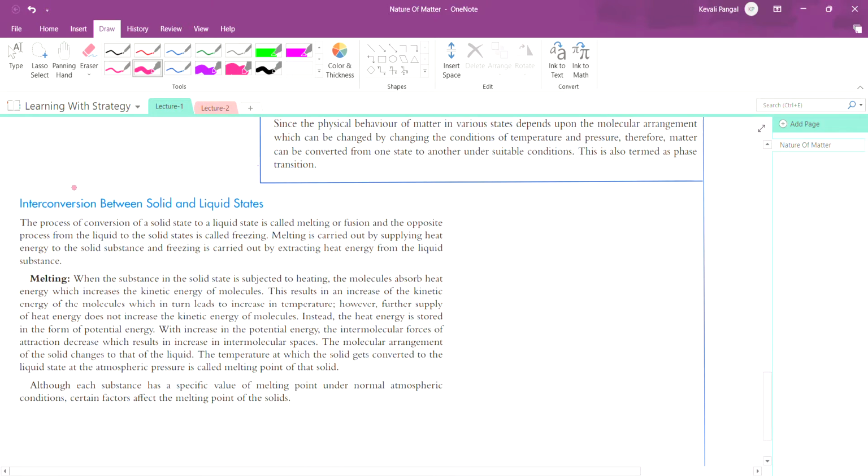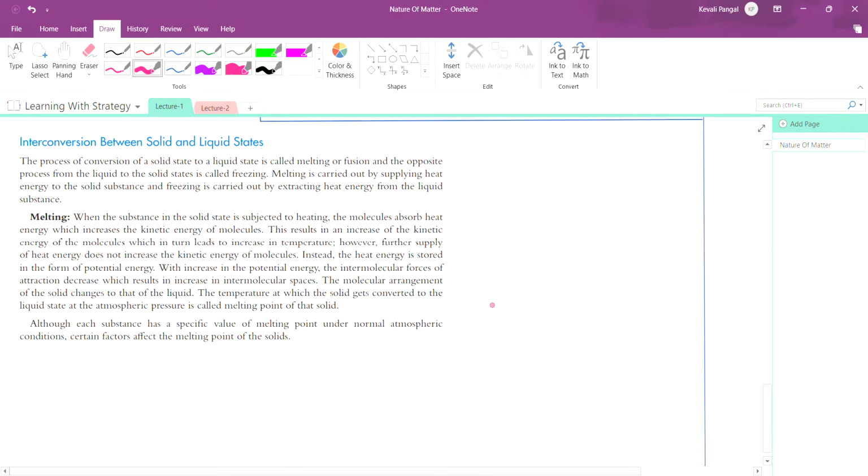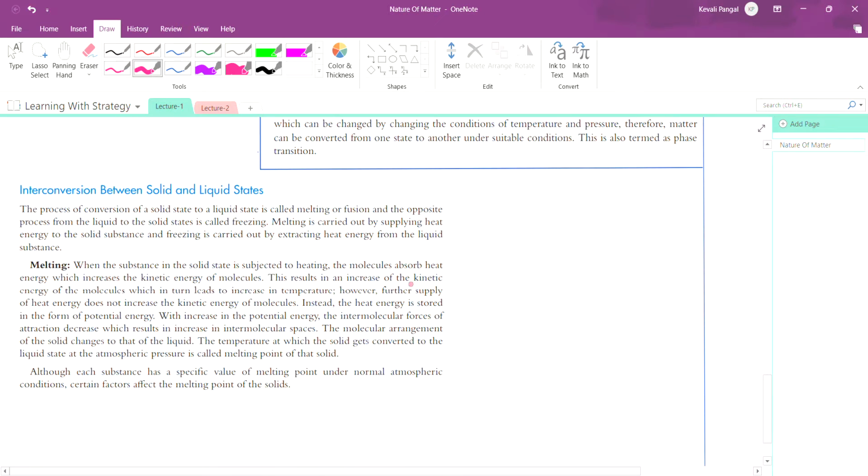Now let us see interconversion between solids and liquids. How solids and liquids convert each other's states. The process of conversion of solid state to liquid is called melting or fusion, and the opposite process from liquid to solid is called freezing. You might have seen that your mother keeps water in molds in the freezer. After some time you might have observed that the water gets converted into ice cubes. This process is called freezing.